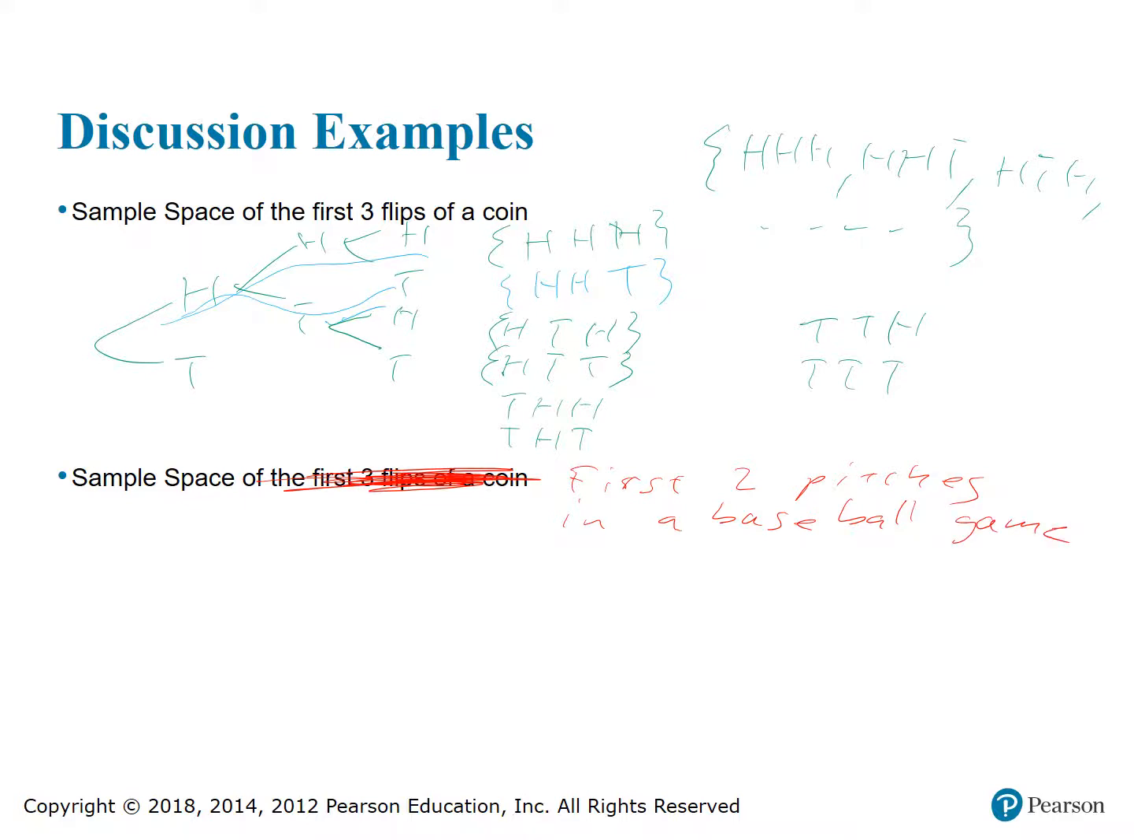So first off, what are all the possible outcomes for a single pitch? Yeah, there could be a strike. What else could there be? Could be a ball. What else? Could be a foul.